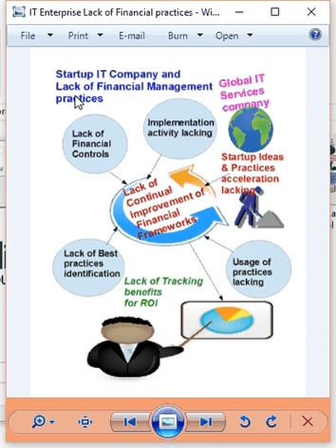Basically, the startup company and lack of financial management practices. It shows lack of financial controls, lack of best practices, usage of practices lacking, and implementation activity lacking, such kind of things. The global companies will have all these things, whereas startup companies, maybe due to unawareness or pressure in the work, are lacking startup ideas and practices acceleration, where the top companies will have separate business units to tackle them.